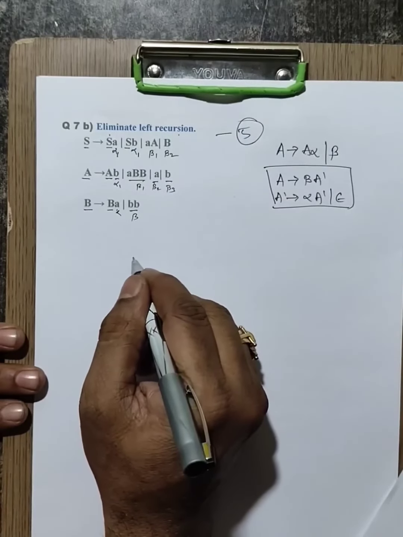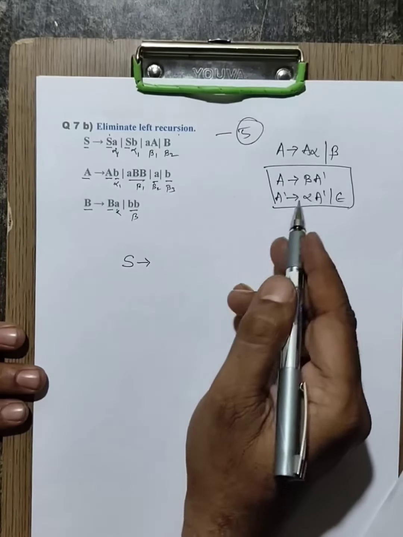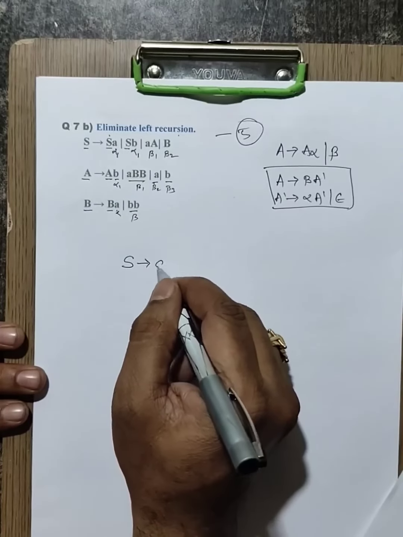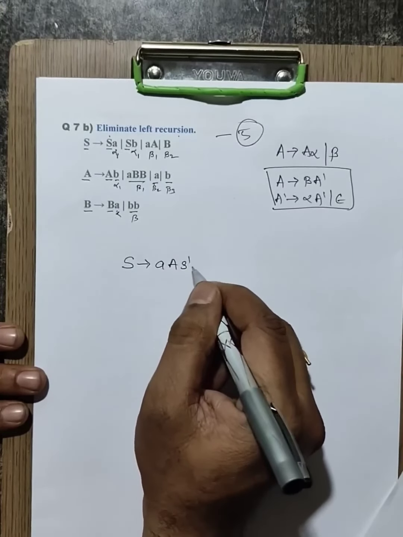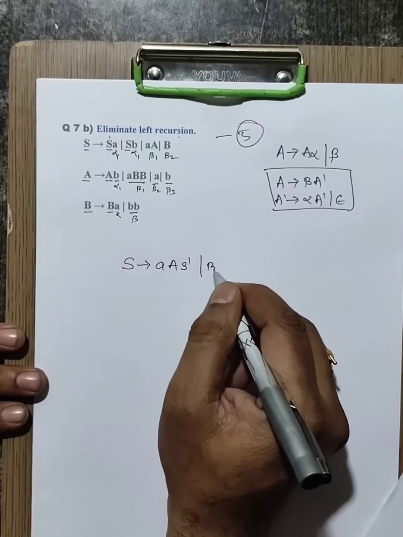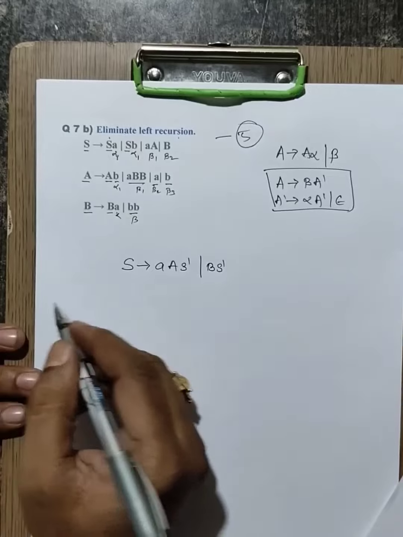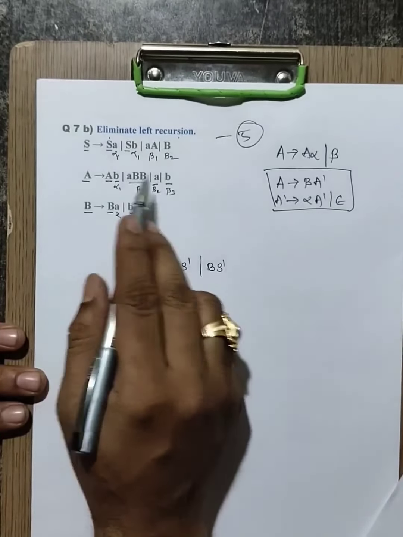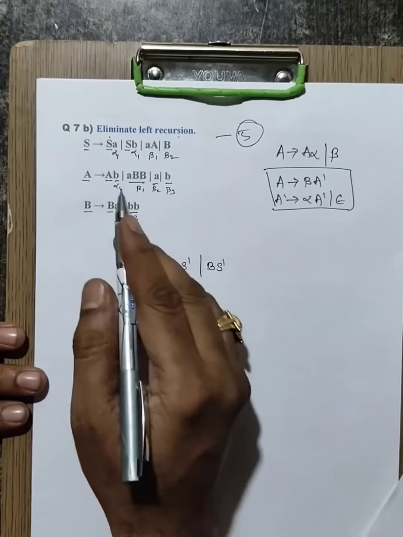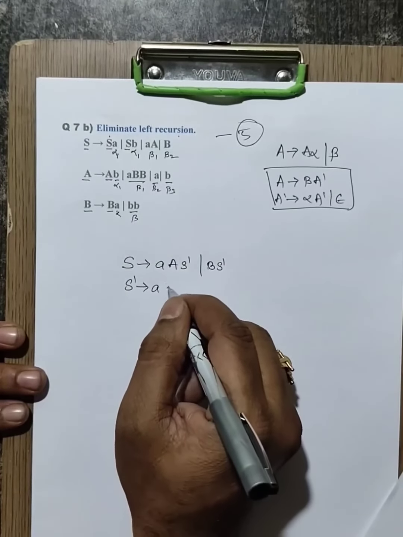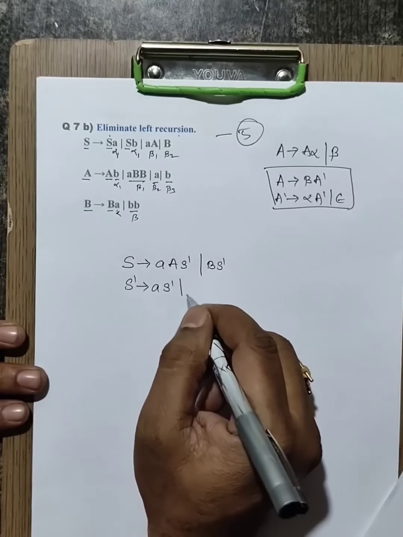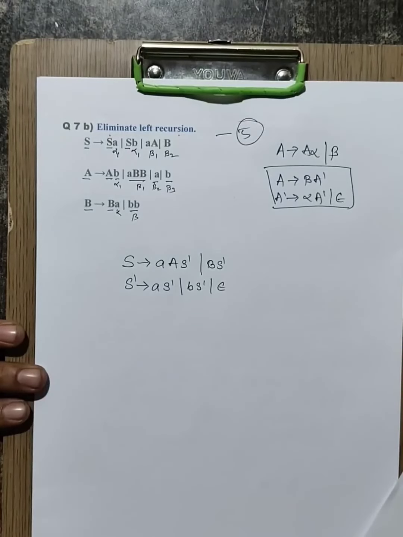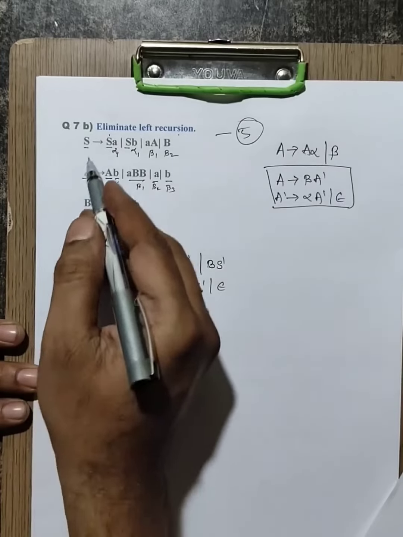Thus, S produces beta 1, beta 2. Here, what is beta 1? A S dash, B S dash, and what is S dash? S dash is a new variable. Then alpha 1, alpha 2. What is alpha 1? A S dash or B S dash or epsilon. First left recursion is over.